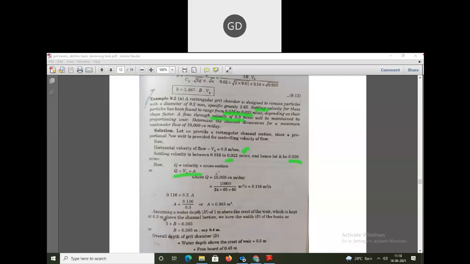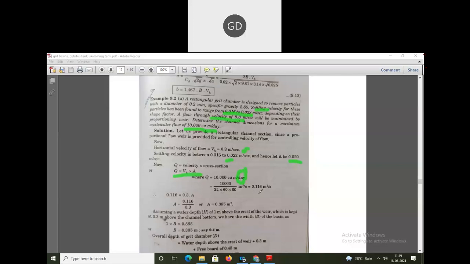V here represents the horizontal velocity, since we are talking about a rectangular chamber. So here we are not talking about the normal velocity, but the horizontal velocity. So Q equals A into V, where Q in the question is given as 10,000 cubic meter per day. So you have to convert it, isn't it? It is in days. First you need to convert it to meter cube per second. For that you have to divide it by 24 multiplied by 60 multiplied by 60. This one is easy, everyone knows.